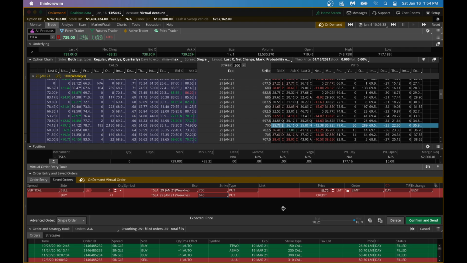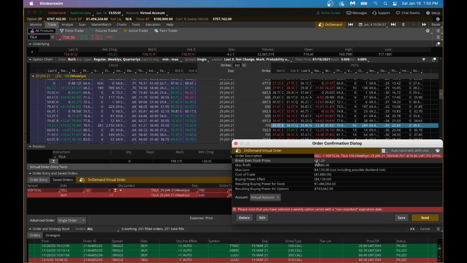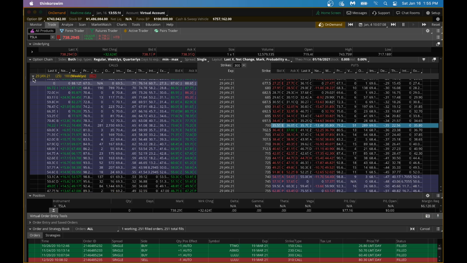We are selling a put spread here. So we are selling this $60 wide put spread. We are collecting $18 credit. And as you can see here, our cost of the trade is 1,880. That's the max profit. And for this, we want the stock price to be above 680, as you can see here, 681 to break even. Generally, if the stock is above 700, we are golden. We can collect entire money. Let's go ahead and send it.